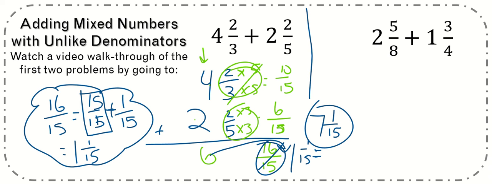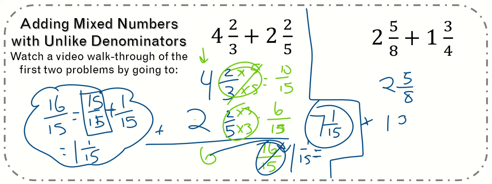So let's go ahead and do that same exact strategy for our next problem. So our next problem has 2 5/8 plus 1 3/4. Remember, our first strategy was just to write it vertically. So we have 2 5/8 plus 1 3/4. And then draw our equal sign line.